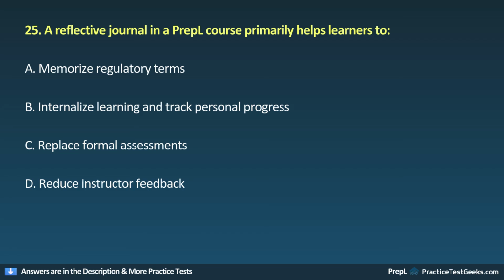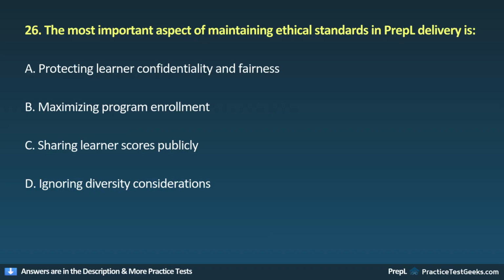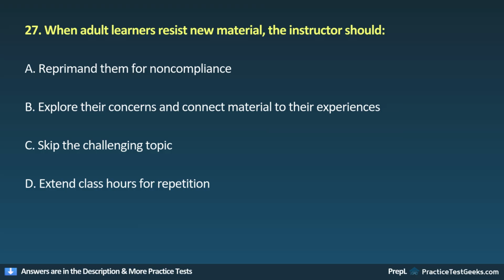25. A reflective journal in a PrepL course primarily helps learners to A. Memorize regulatory terms. B. Internalize learning and track personal progress. C. Replace formal assessments. D. Reduce instructor feedback. 26. The most important aspect of maintaining ethical standards in PrepL delivery is A. Protecting learner confidentiality and fairness. B. Maximizing program enrollment. C. Sharing learner scores publicly. D. Ignoring diversity considerations.